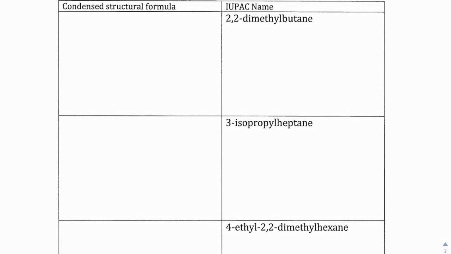So I have a butane as my longest carbon chain. Let's draw that out. There are 4 carbons here. Sorry, it's not that neat. And from this carbon, on the second, there are 2 methyl groups. And 2 methyl groups. Perfect.